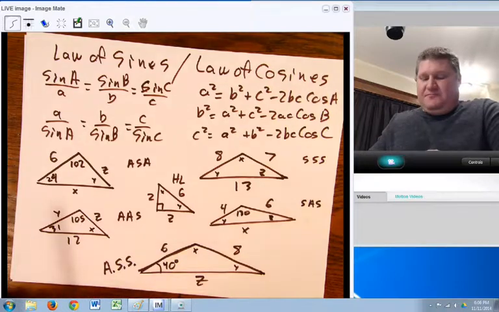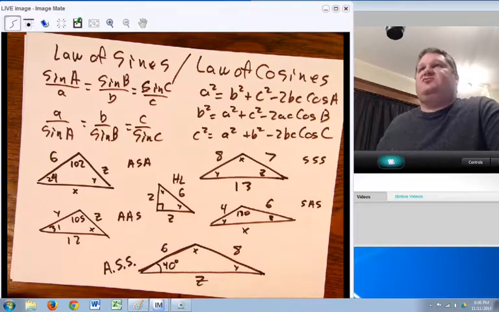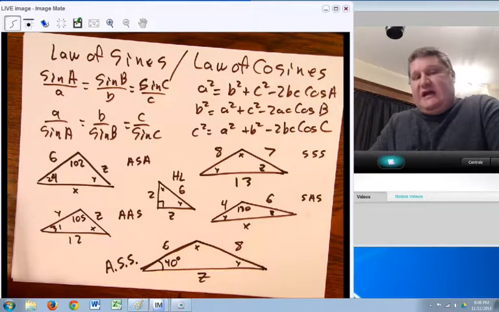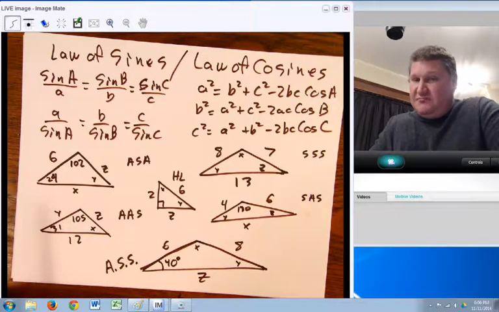Find the missing piece. Now, the one that we can use sines and cosines for is the angle side side situation. Now we couldn't use angle side side in congruence because we weren't entirely sure what shape it was. And we have the same problem here. In this case, I've drawn one that we can be fairly definitive with. There is only one solution to this problem, so it is not ambiguous.